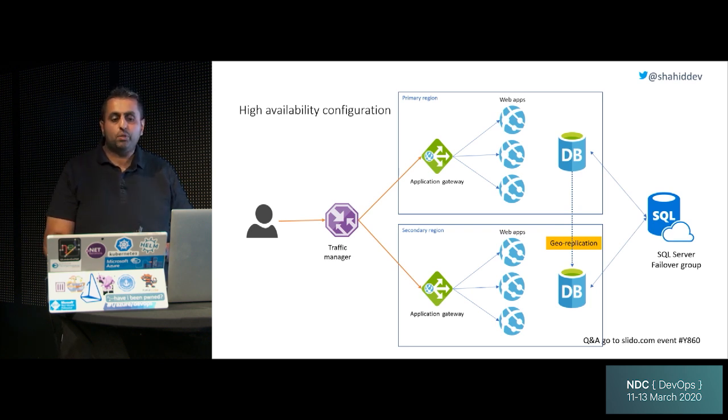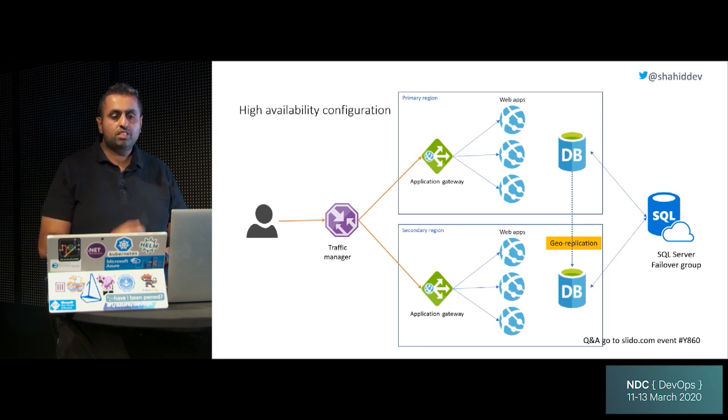Another thing we have to do here is ensure that the database is geo-replicated and that we've set up a SQL Server failover group. The failover group specifically is designed so that if the data center is offline, it will automatically fail the database connections over to the secondary region.